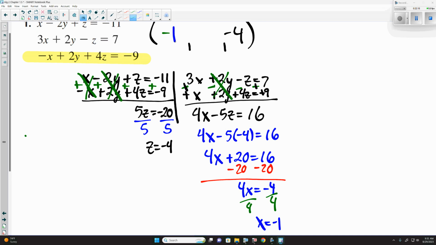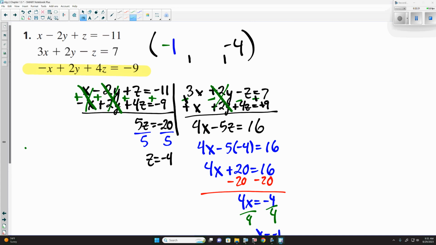Now what are we missing? Y. All we need to do is find y. So we can pick one of the three equations up here to find y. We can do the first one. We can do any of them. We just have to pick one. So we'll do the first one. So we plug in negative 1 for x minus 2y plus negative 4 for z is equal to negative 11.